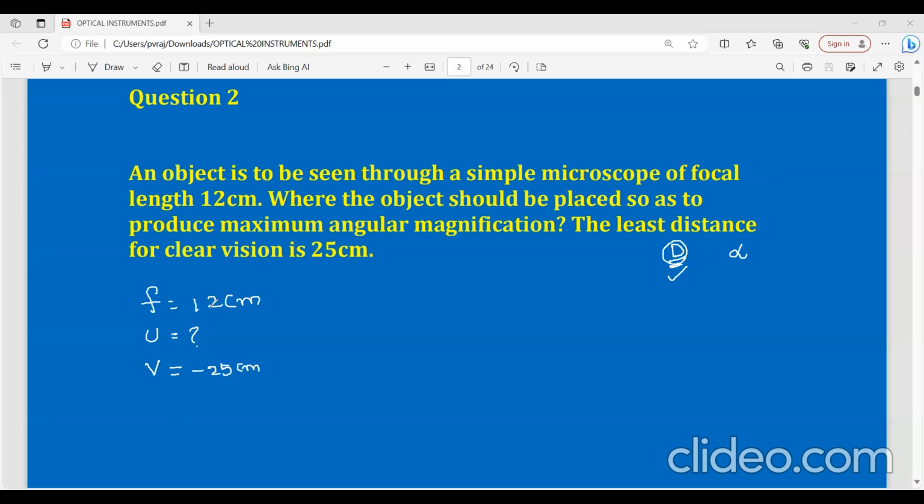So when you know the value of F and V, and finally you have to calculate U value. Which formula we use in case of a single lens? Of course, it is simple microscope only. That is 1 by F equal to 1 by V minus 1 by U. So simply you can substitute the values given. This is minus 25 minus 1 by U. And of course, for 1 by U, it will be minus 1 by 25 minus 1 by 12.